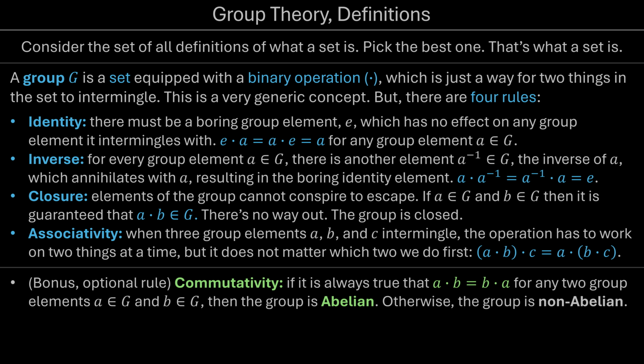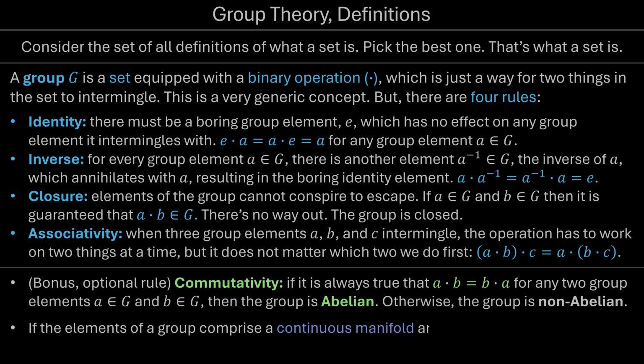All right, now a final bit of terminology. If the elements of a group comprise a continuous manifold, and the operation is smooth, we call that a Lie group.